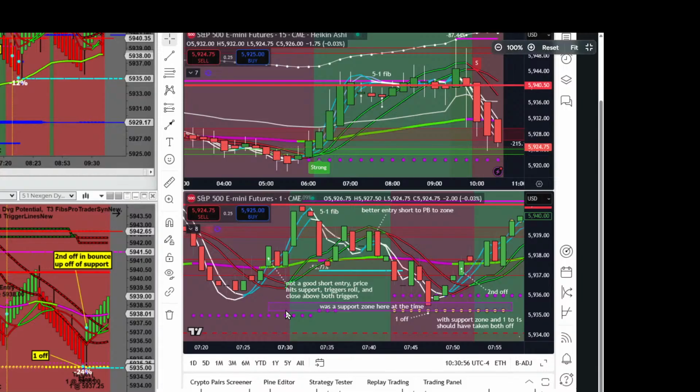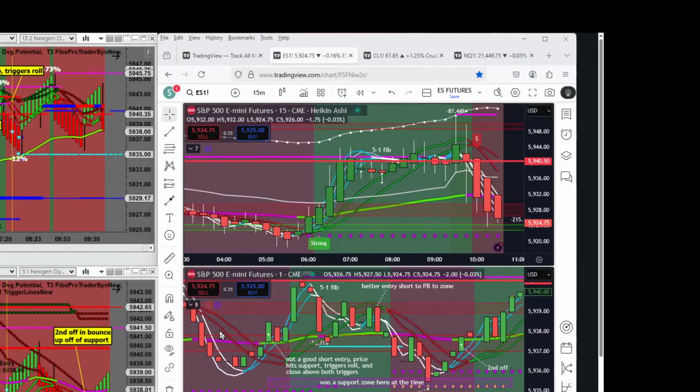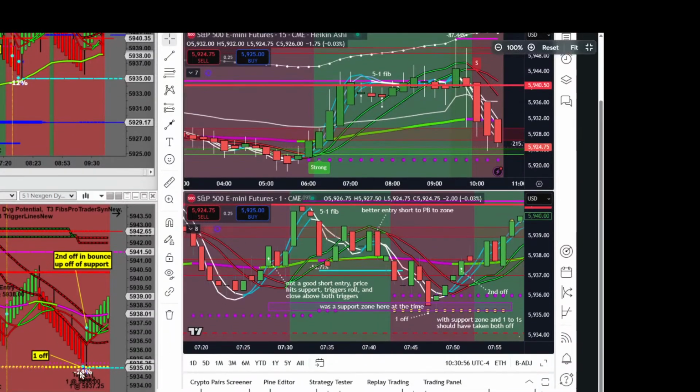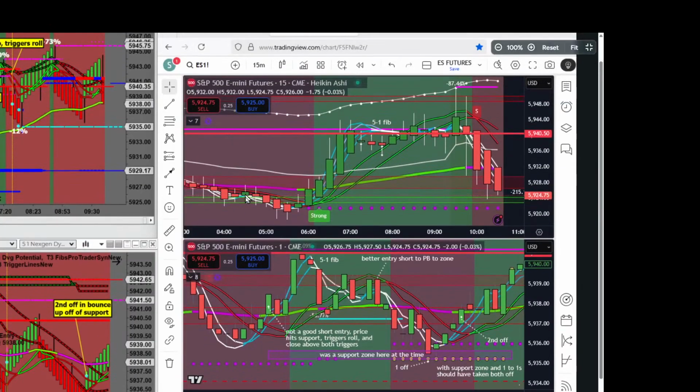Note on the left, follow the dotted line. The support zone 101 should have taken both off. I agree. Note on the left, follow the dotted line. What does that mean? Not a good short entry. Price hit support. Oh, you got in right here. Got it. Yeah, I agree. Sorry, it took me a second, Steve. You got in against the fast triggers, not with the fast triggers. Big difference. Okay. Thank you for that. It took me a second. Darn shiny stuff in the room makes it hard to focus.